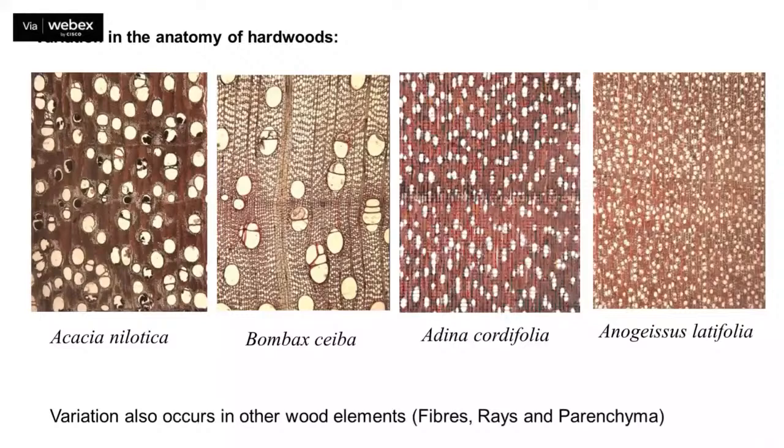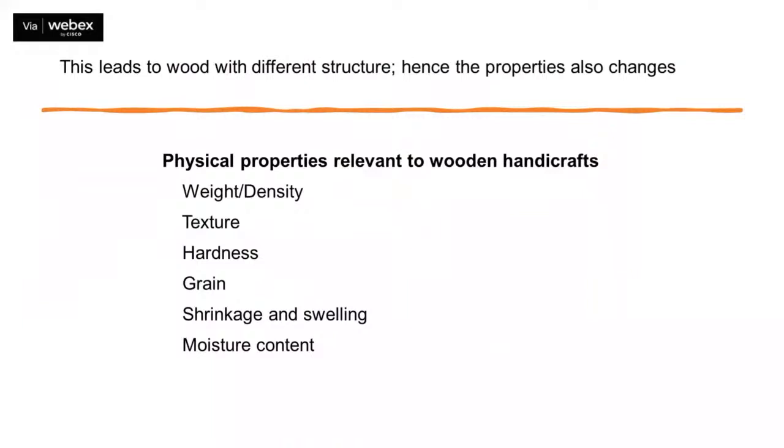So all these variations in wood anatomy lead to wood with different structure, and when the structure changes, of course, the properties also get affected. So most of the physical parameters that are relevant for the handicraft sector are weight, which we always express as density, then texture, hardness, grain, shrinkage and swelling, as well as moisture content.